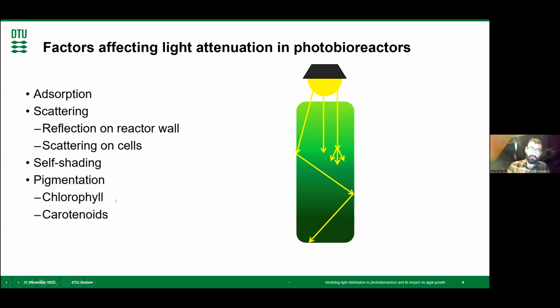The algae can induce self-shading to each other. So they can shadow each other. And then finally, all these effects are also more or less enhanced depending on the pigment content that your algal biomass has. Mostly we focus on chlorophyll and carotenoids.